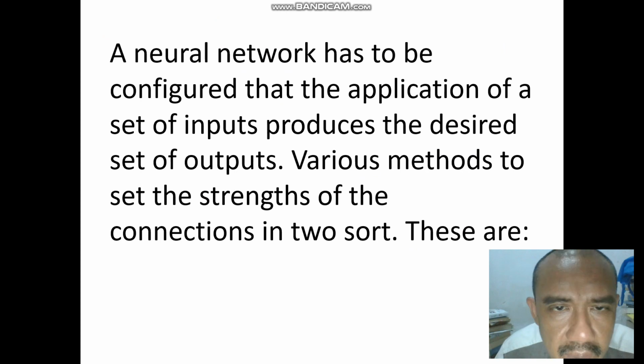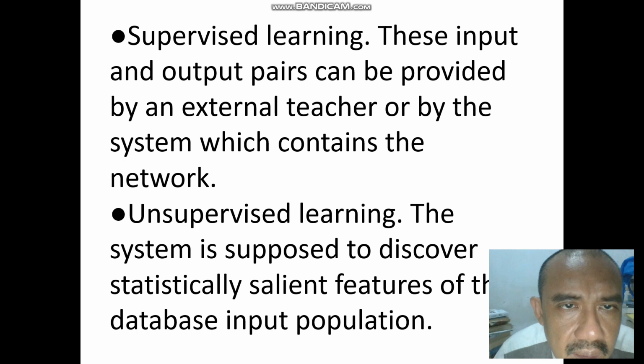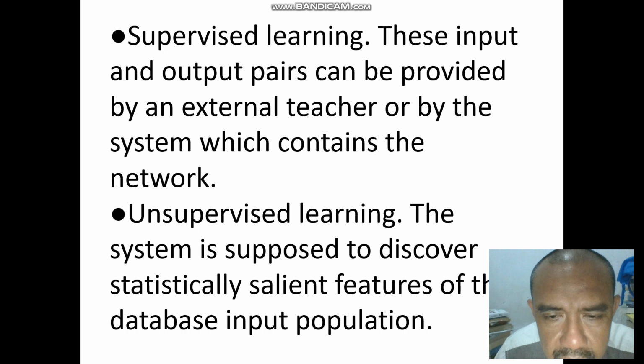A neural network has to be configured so that the application of a set of inputs produces the desired set of outputs. There are various methods to set the strength of the connections. These are supervised learning, where input and output pairs can be provided by an external teacher or by the system which contains the network, and unsupervised learning, where the system is supposed to discover specific salient features of the input population.